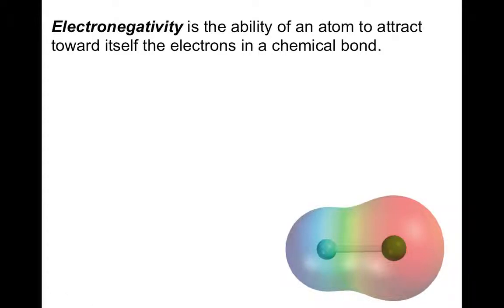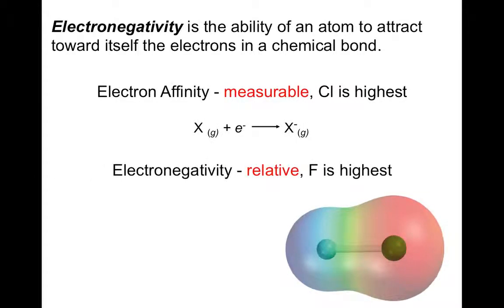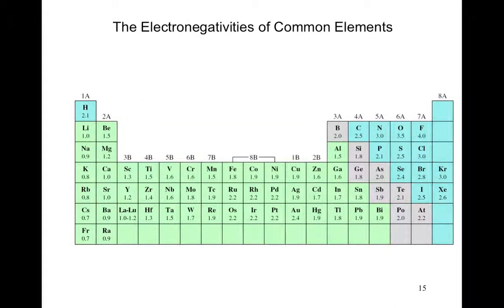So electronegativity, it's a term we've used a lot. Hopefully you remember it's the ability of an atom to attract electrons into chemical bonds. Electron affinity is something that's measurable. That's the energy change. Chlorine's the highest. Electronegativity is not something that's really that measurable, but for us, fluorine is the highest. So here you have electronegativities of some common elements, and you'll be using this chart pretty soon, and I'll tell you what page it's on.